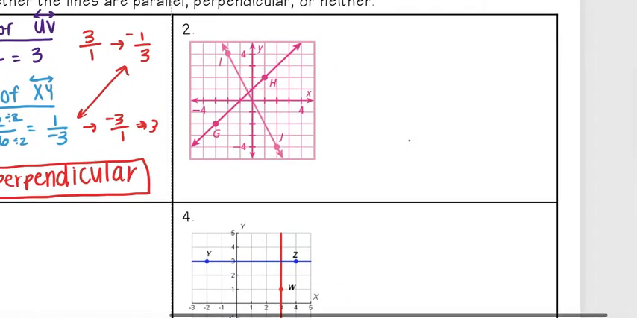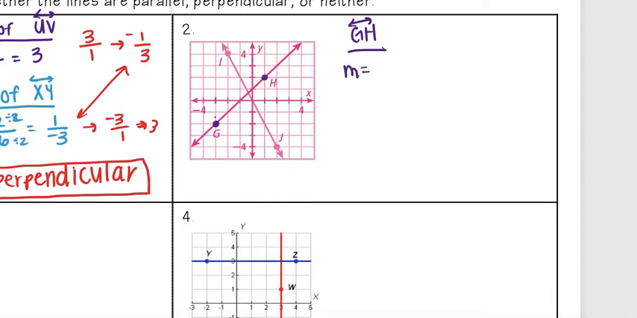Okay, let's try another one together. I'm going to start with finding the slope of GH. I rise 1, 2, 3, 4, and then I run 1, 2, 3, 4. So that's a positive 4 and a positive 4 again. Then 4 divided by 4, I just get 1.